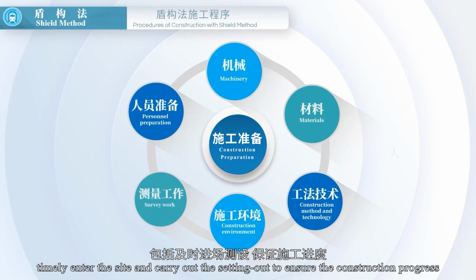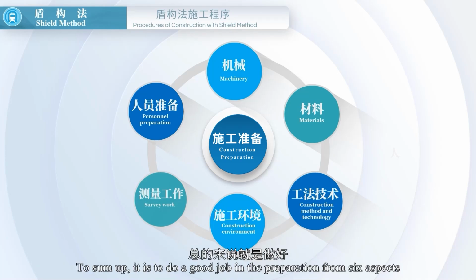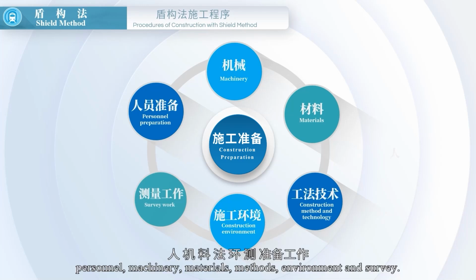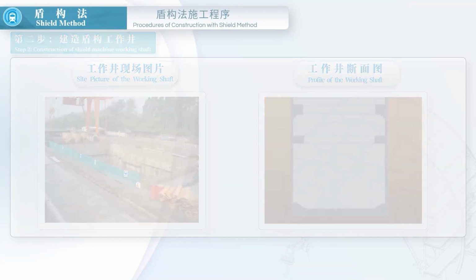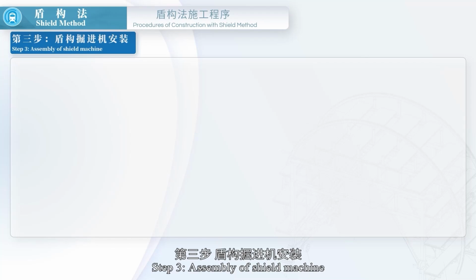Survey work: timely enter the site and carry out the setting out to ensure the construction progress. To sum up, it is to do a good job in the preparation from 6 aspects: personnel, machinery, materials, methods, environment, and survey. Step 2. Construction of TBM working shaft. Step 3. Assembly of TBM.